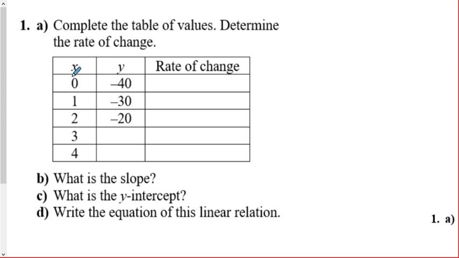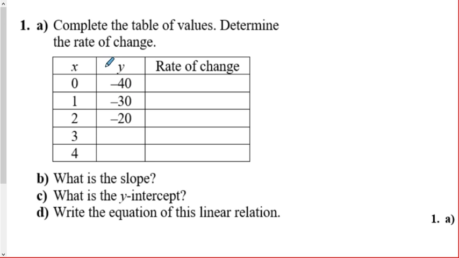So for my x values, when I write x values in a table of values, they always just go in order. We can pretty much pick whatever we want, and then we just see what the y values are. In this case, they've been written in order as 0, 1, 2, 3, 4. Okay, so that makes sense. Now with our y values, we have to look and see what our pattern is going to be.